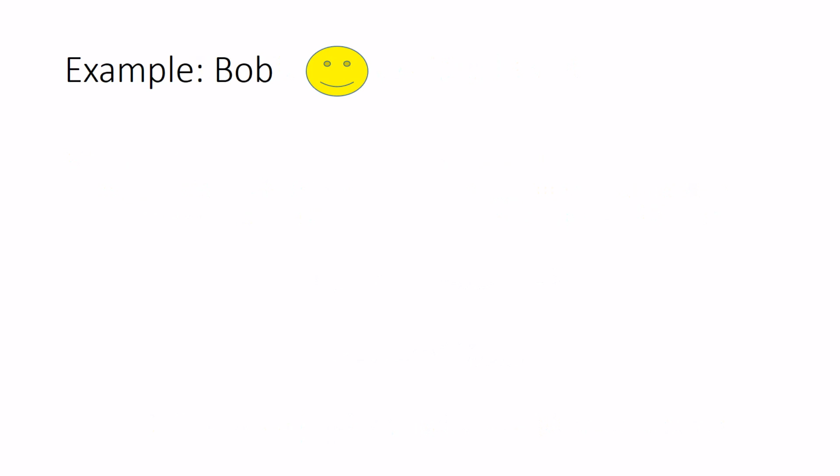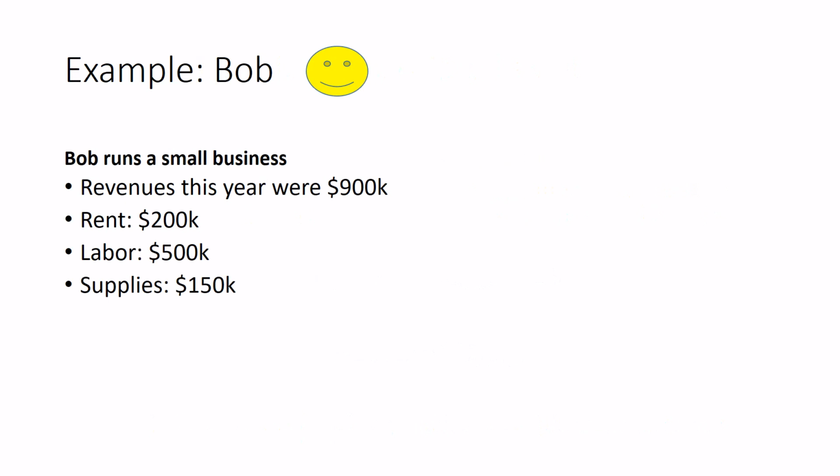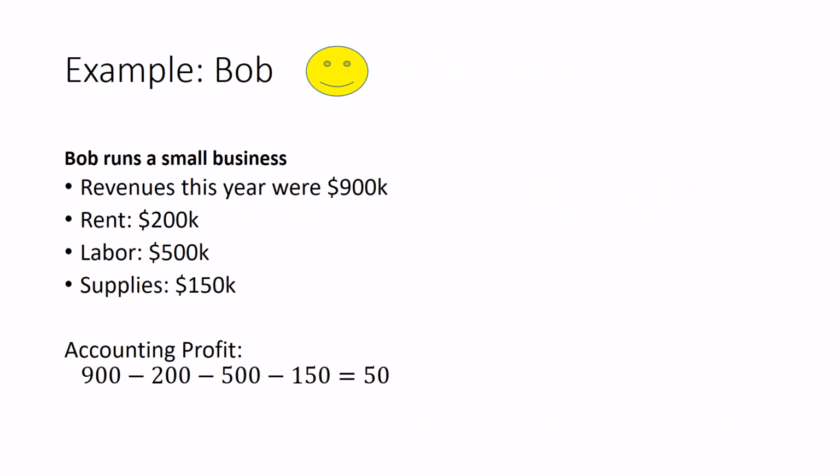So let's do a quick example. Let's take Bob. Bob runs a small business, and Bob has $900,000 of revenue this year. He paid $200,000 on rent, $500,000 on labor, $150,000 on supplies. His accounting profit is $900,000 minus $200,000 minus $500,000 minus $150,000. That's revenues minus explicit costs, and you get a profit of $50,000.